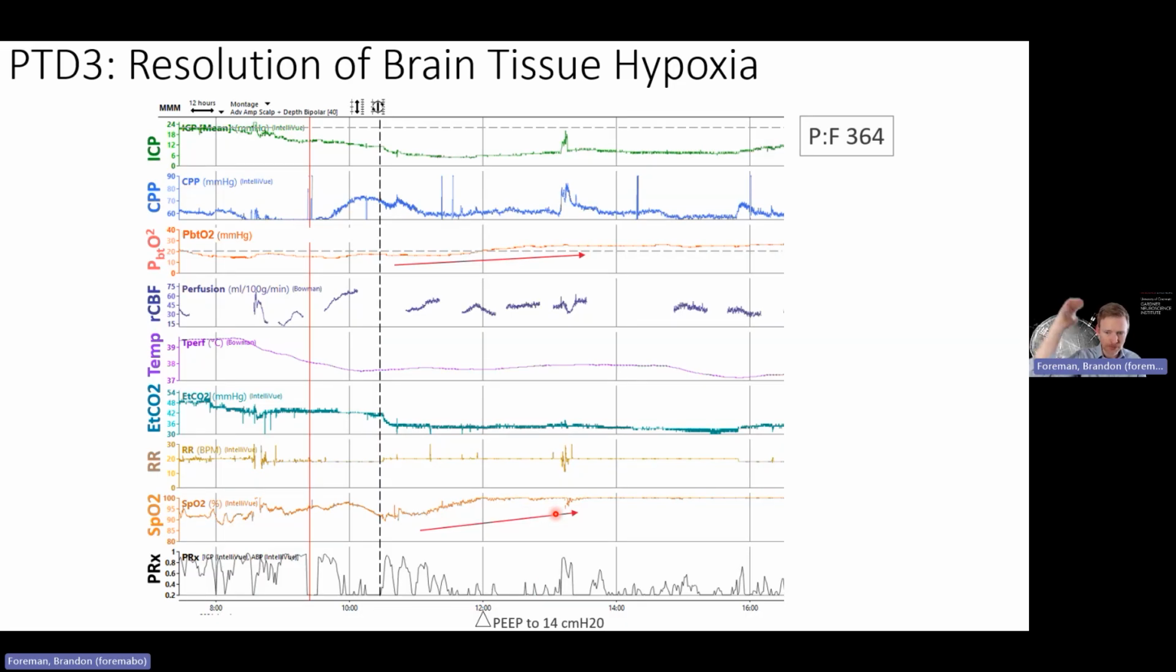So our P to F ratio, we got it back, right? And with that, there's resolution of the brain tissue hypoxia, not because of the pAO2, but because we were able to saturate the hemoglobin. And that was the key, right? So what happened? You just watched this patient develop pneumonia over time in front of your eyes. It was confirmed by bronchoscopy.